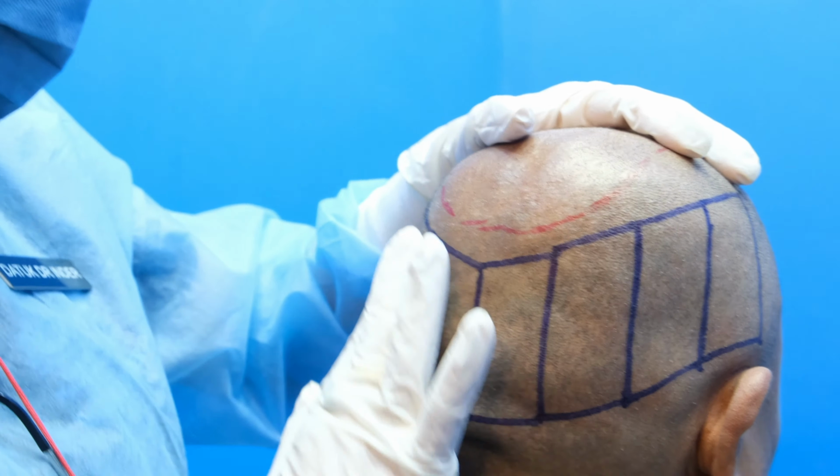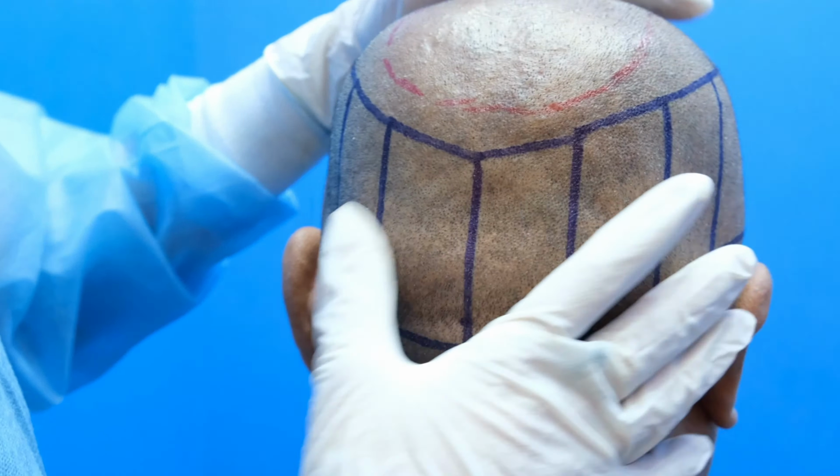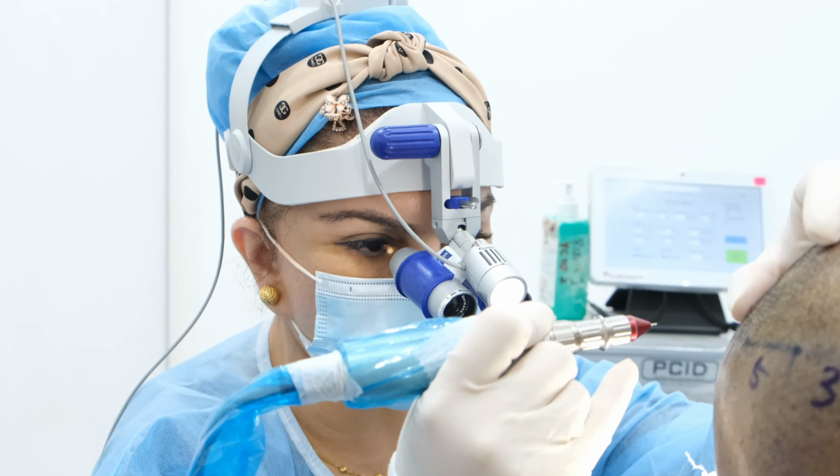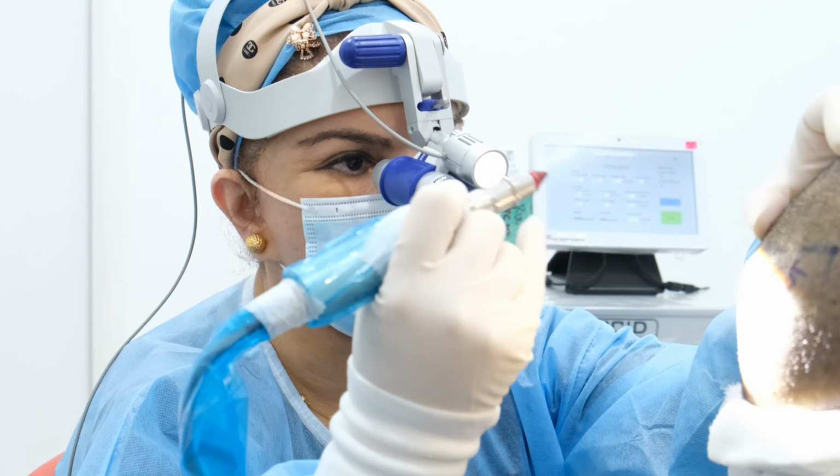Hi everyone. Today I'm going to talk a little bit about donor area. So in a donor area, when you talk about Caucasian, Asian and African, there is obviously a great difference. So here I'd like to explain what the differences are.